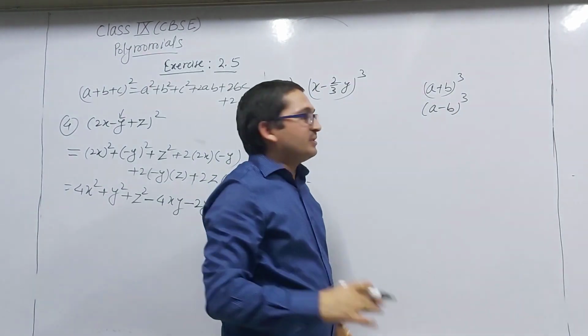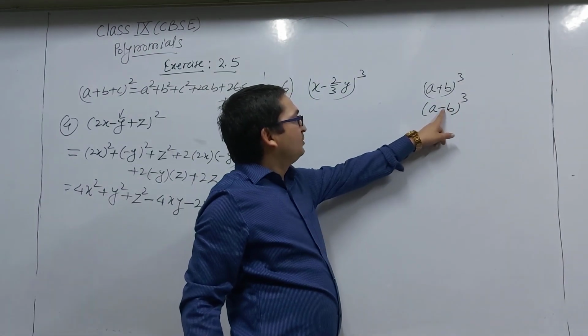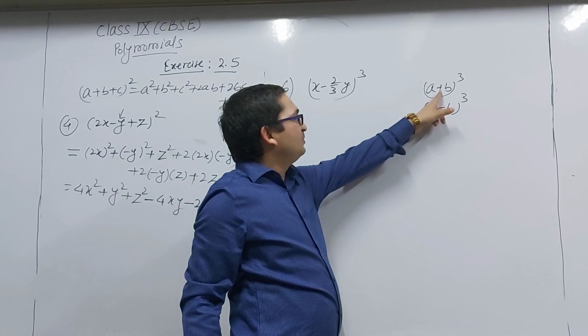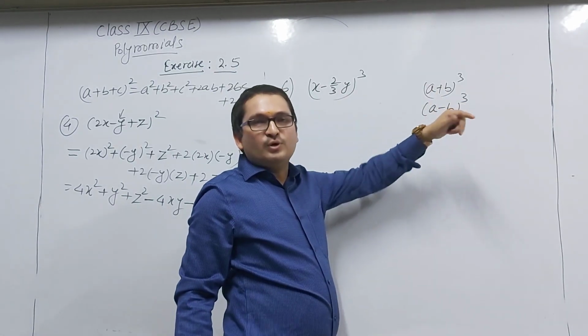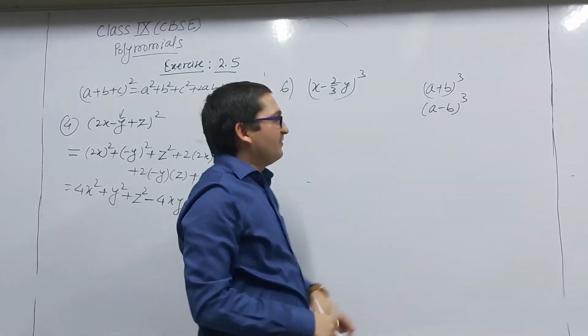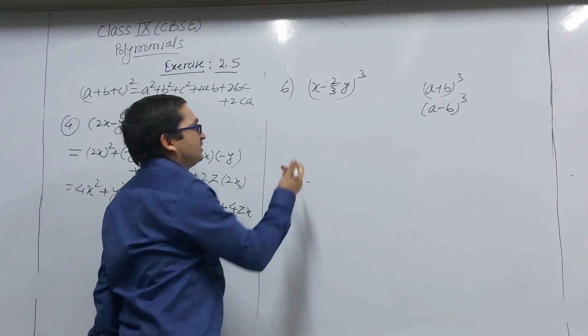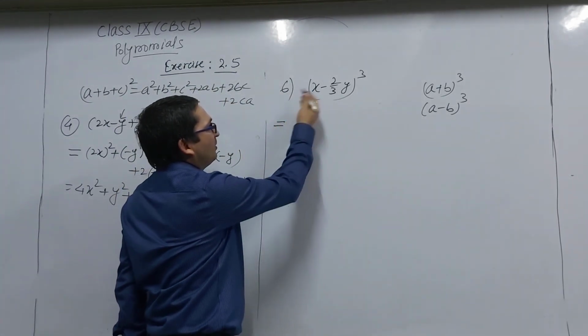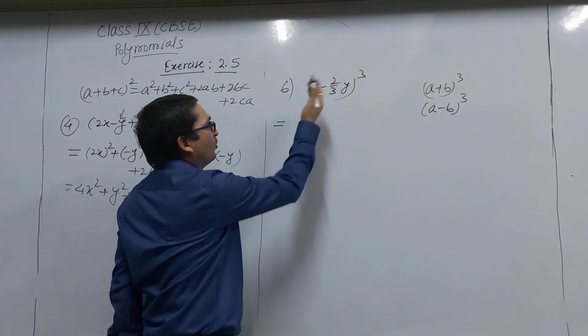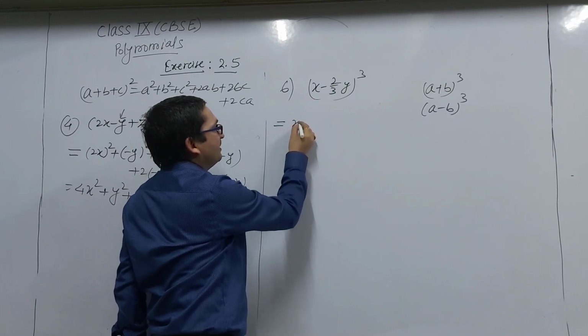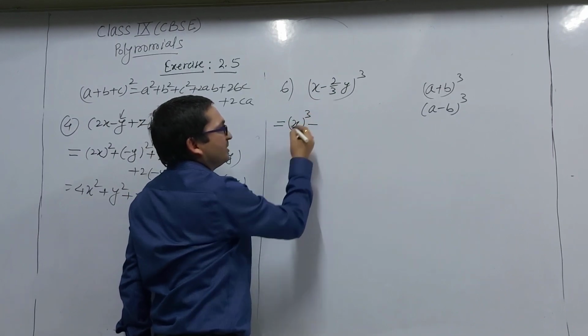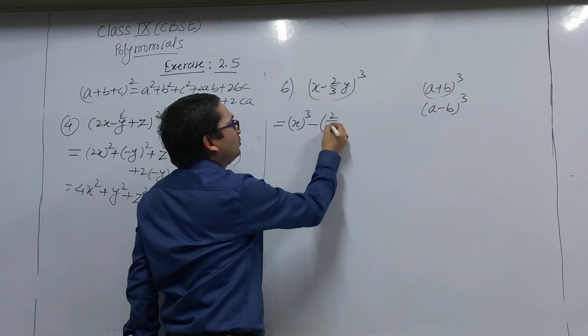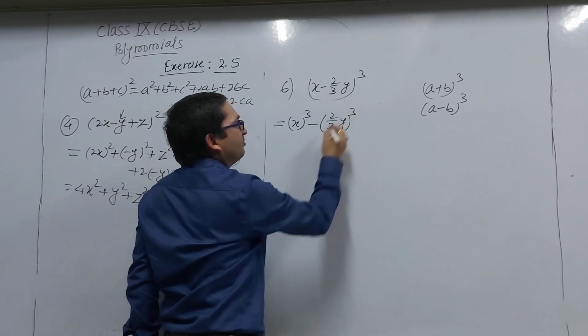So the coefficient of b is minus 1 here, and in the other case the coefficient of b is plus. If you know a plus b whole cube, you can apply it here. If you know a minus b whole cube, it's very good. So we are going to apply a minus b whole cube. It will be a cube, that is x cube, minus b cube, that is (2 upon 3y) cube.